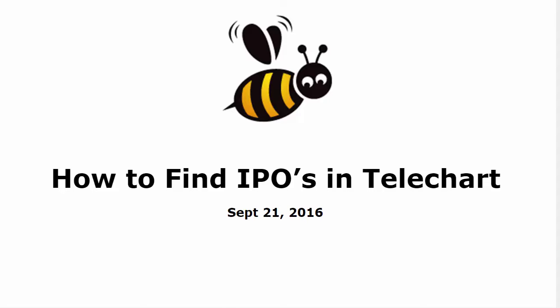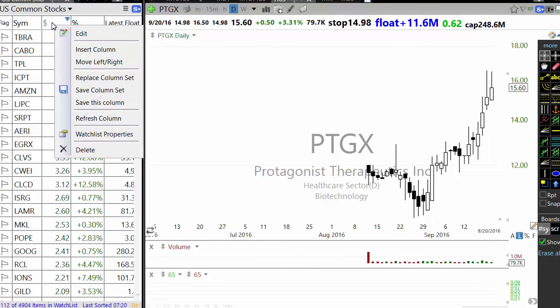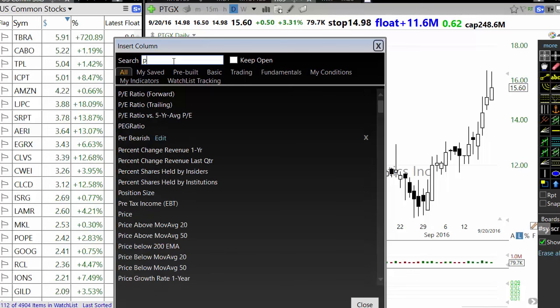How to find IPOs in Telechart. In order to find IPOs in Telechart, you go to US stocks. Once you're in US stocks, what we want to do is sort it by some indicator which requires 1 year of data. So let's try and add an indicator, insert column, and then look for, say, price.